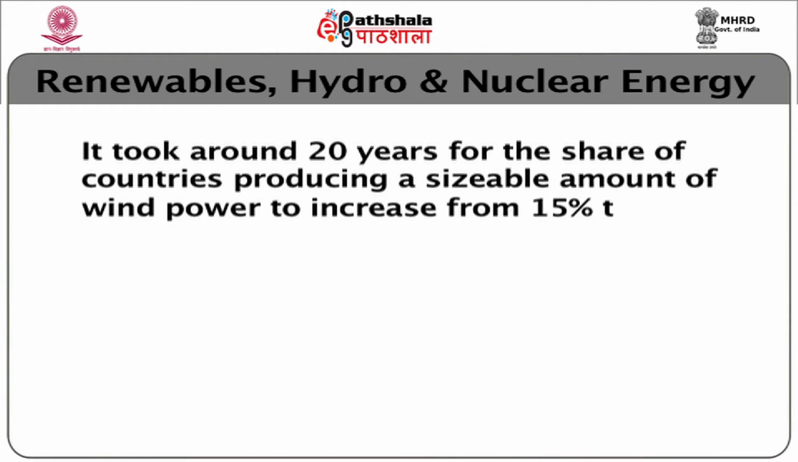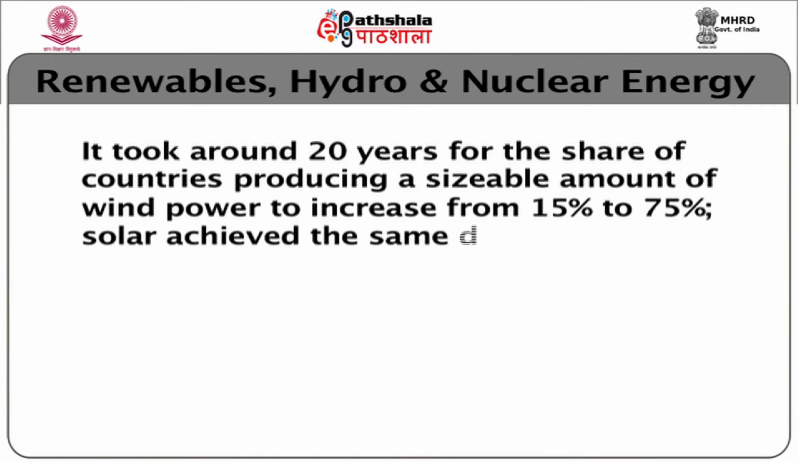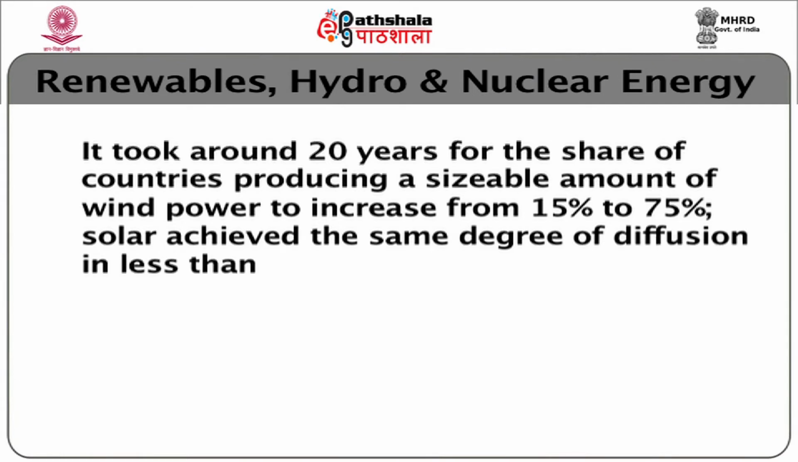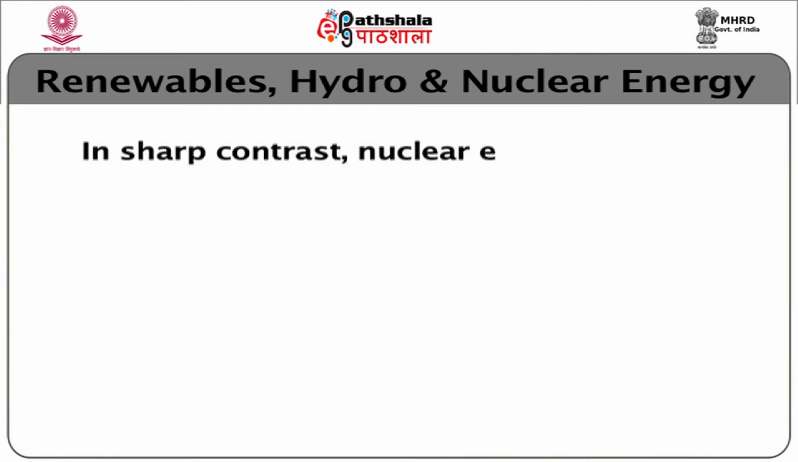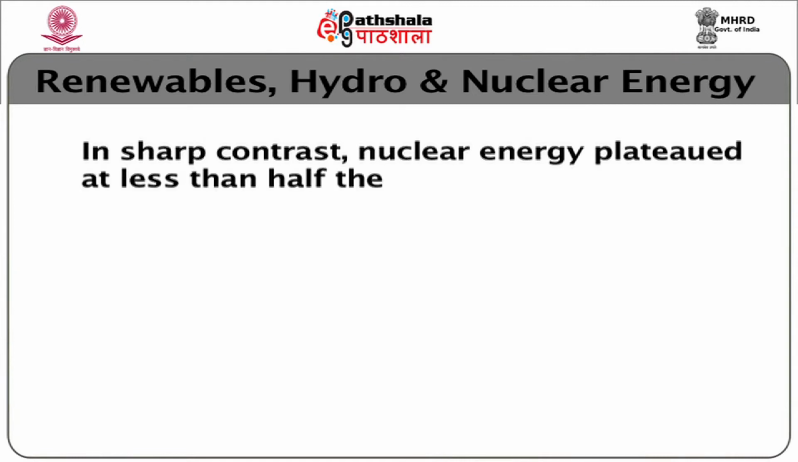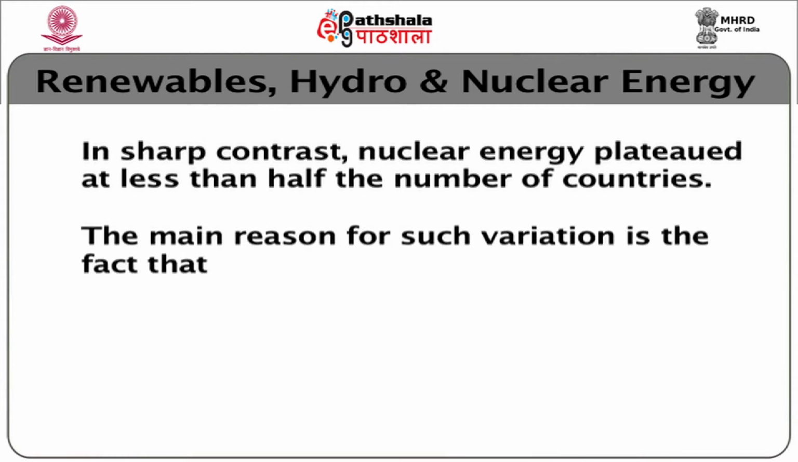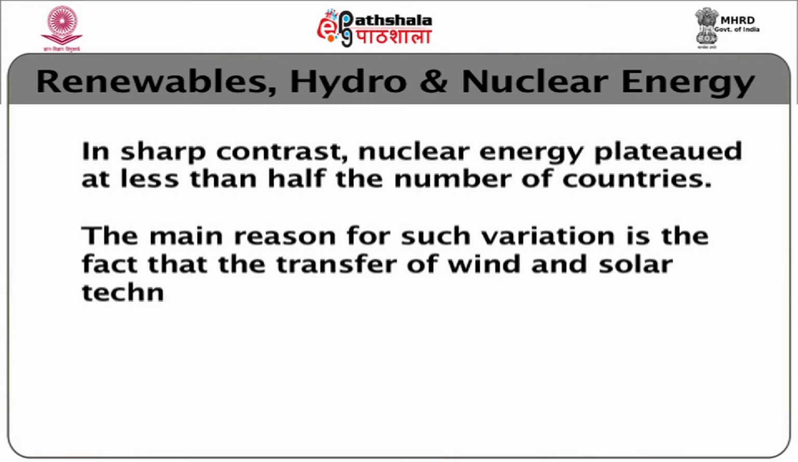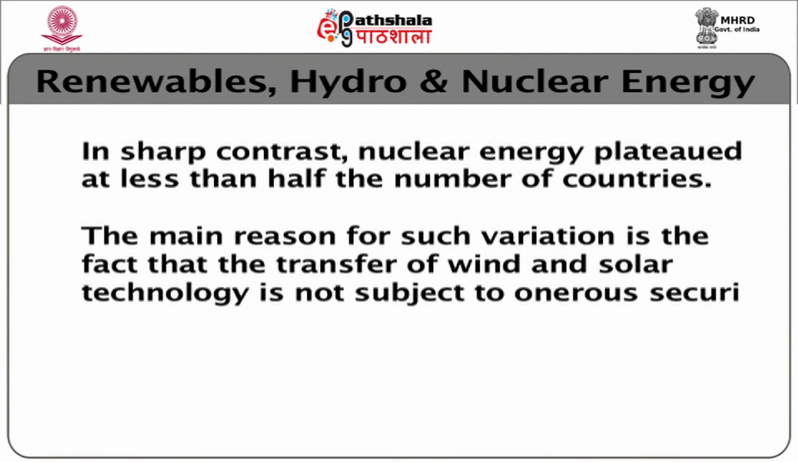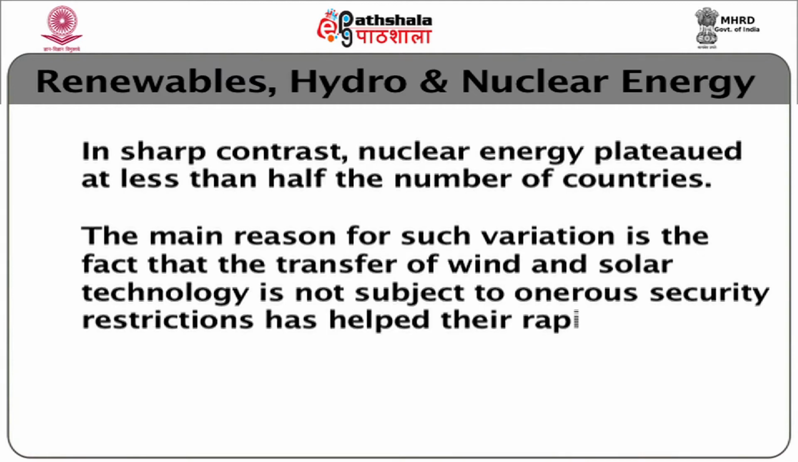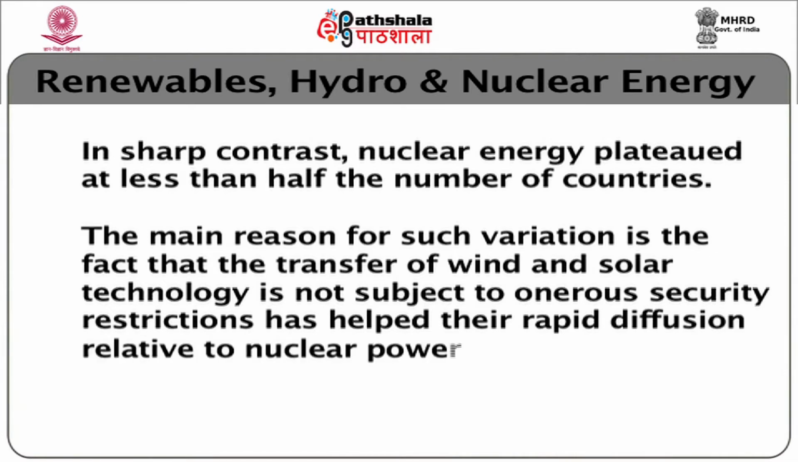It took around 20 years for the share of the countries producing a sizable amount of wind power to increase from 15% to 75%. Similarly, solar achieved the same degree of diffusion in less than half that time. In sharp contrast, nuclear energy plateaued at less than half the number of countries. The main reason for such variation is the fact that the transfer of wind and solar technology is not subject to any security restrictions, and that has helped their rapid diffusion relative to nuclear power.